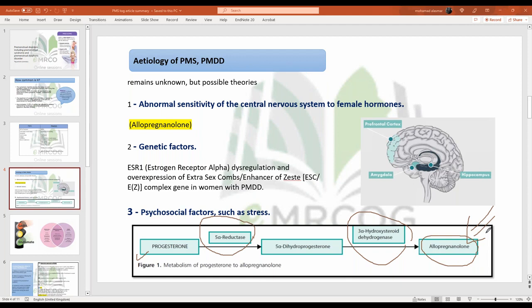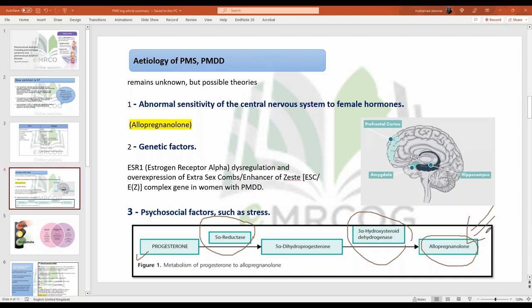So the allopregnanolone is not only present in the body, and they have found it affects the mood and the behavior of those females who are having PMDD and PMS, but also they have found that there is a genetic tendency. The genetic tendency came from some genes like ESR1, which is estrogen receptor alpha dysregulation, and overexpression of another gene, called extra sex combs, enhancer of zeste, a complex of genes also found in these women. So there is a genetic problem, and there is abnormal sensitivity to the allopregnanolone.